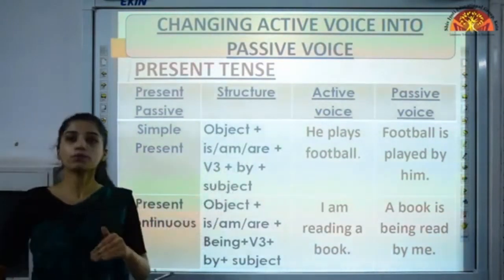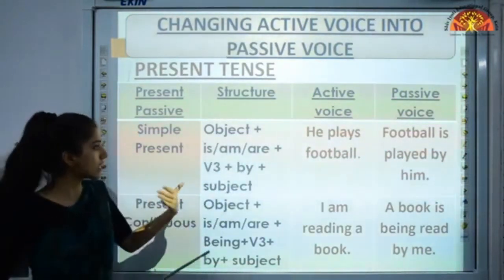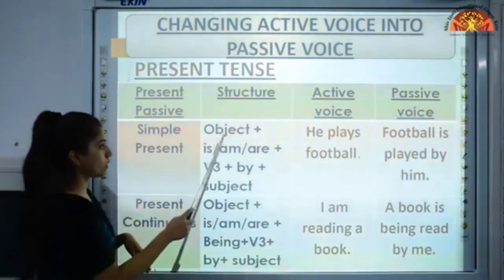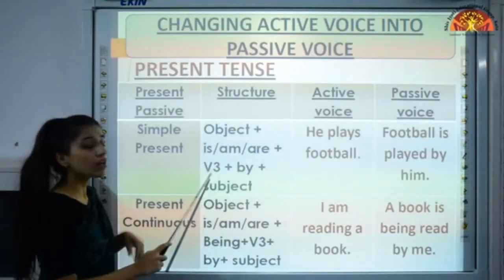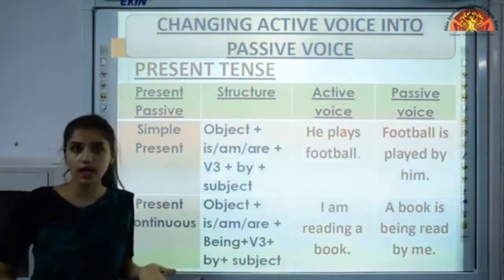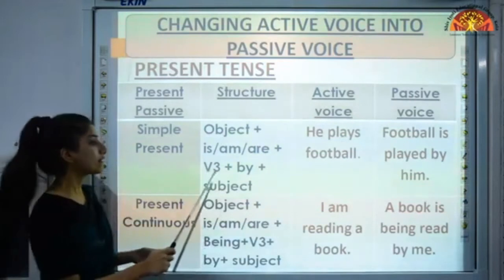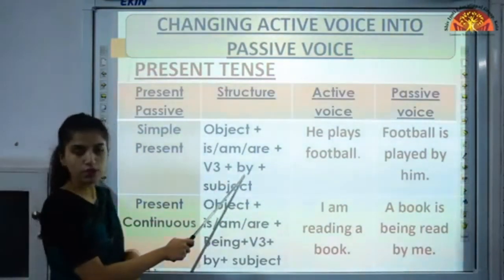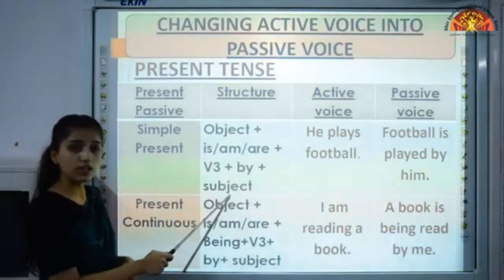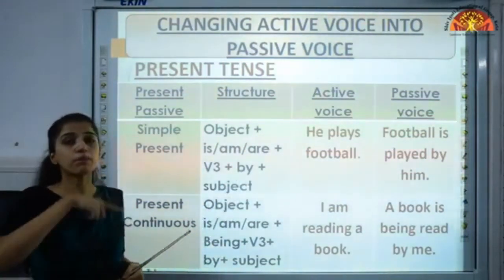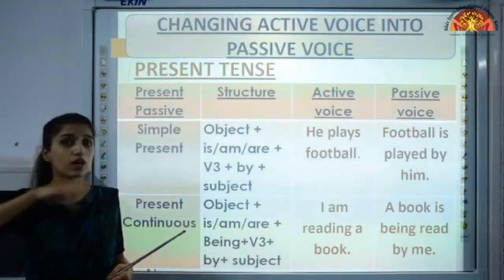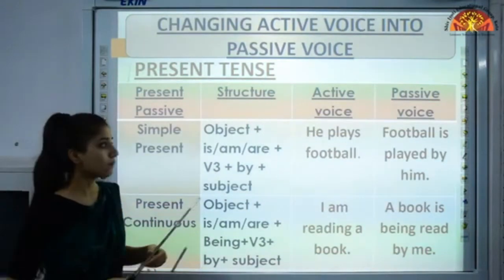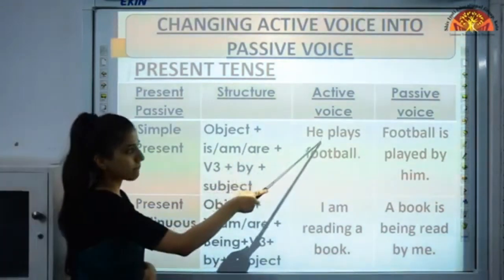or are. If the object is singular, then we will be using is. If the object is plural, then we will be using are. So object, is, am, are plus third form of the verb, that is the past participle form of the verb, and then it will be joined by the preposition. The preposition by will come, and then after that the subject. Subject, if it's the pronoun, then we will be changing according to the subject pronoun and object pronoun table that I told you before this slide. Okay. You can see the example over here.